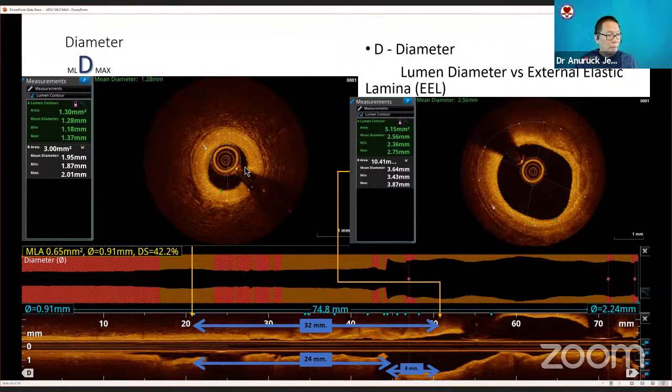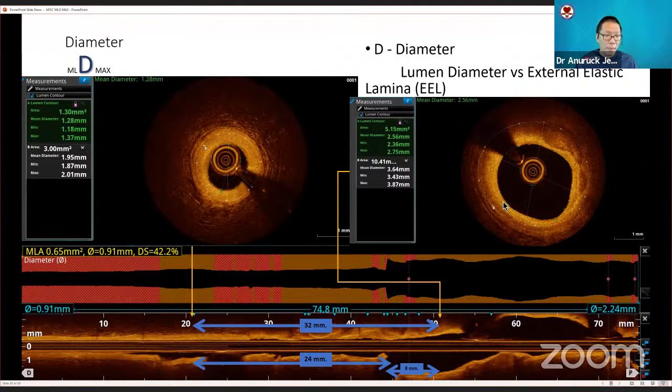In this distal reference vessel, you can see that the lumen diameter is very small. It's just 1.3, and the EEL is 2 millimeters. So it's too small and may very easily cause a dissection from your stent. And the proximal part is quite big. If you choose the EEL, it ranges from 3.4 to 3.8.